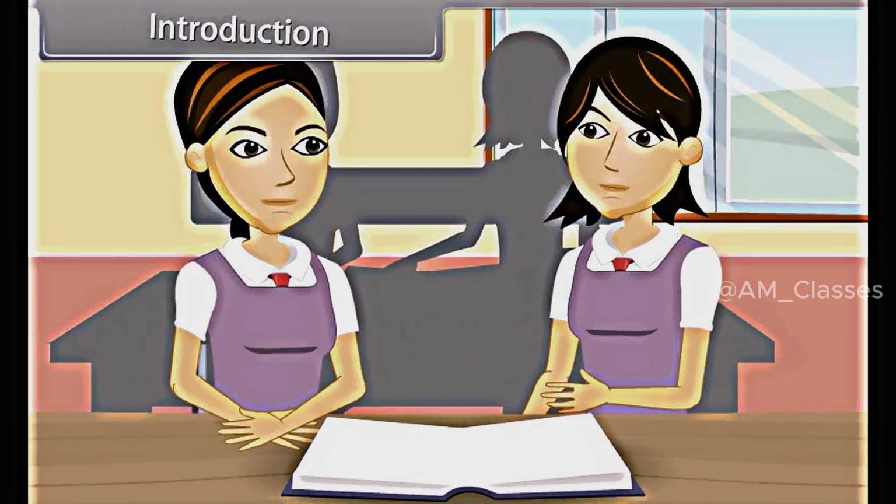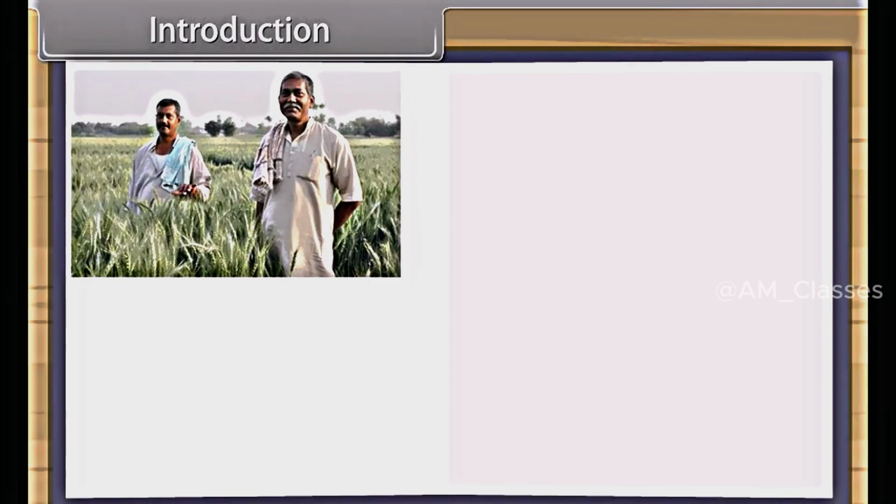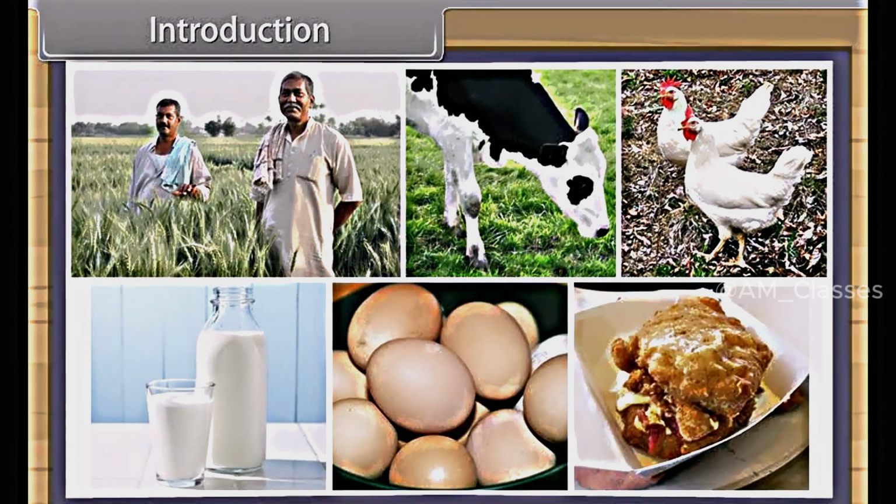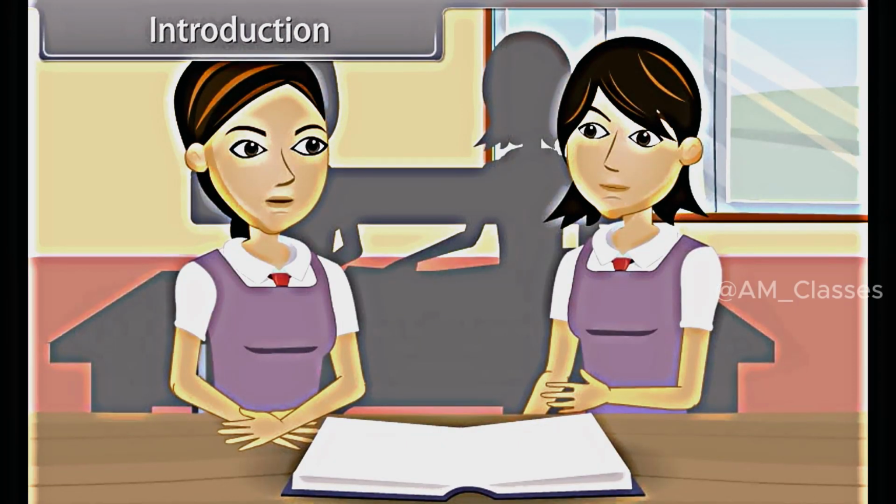Introduction. As the human population of our country is increasing, in addition to an increase in crop production, we also need to increase animal production to meet the demand of milk, eggs and meat. Therefore, it is necessary to increase our production efficiency for livestock.